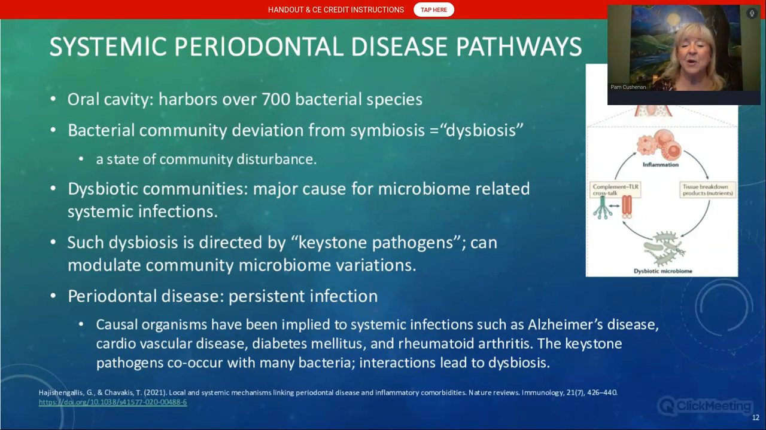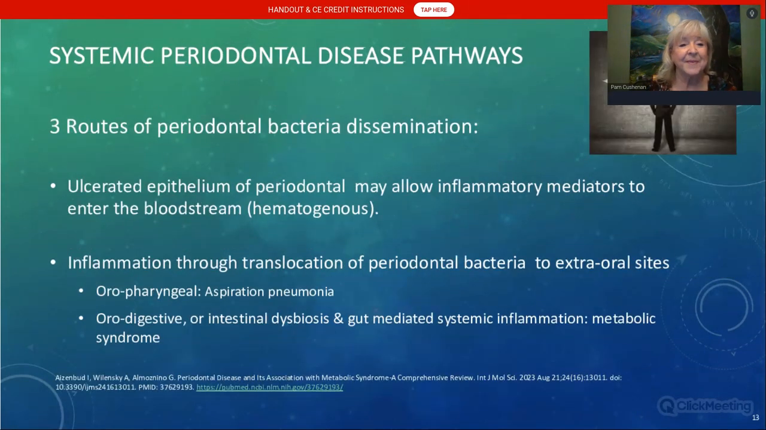So there are keystone pathogens involved. And one of the most common ones that I see in there is the PG. So we'll be talking about that as well. Some of the causal organisms that are listed have been directly related to Alzheimer's disease, cardiovascular disease, diabetes mellitus, and rheumatoid arthritis. They also can co-occur, which is normal actually, with many other bacteria, again leading to dysbiosis.